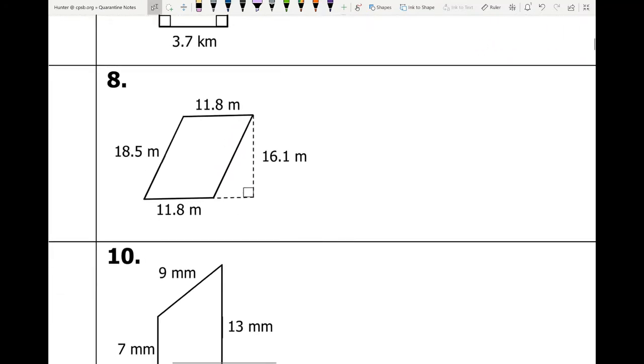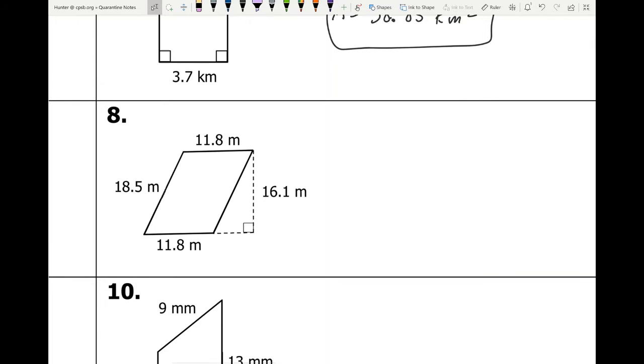All right, this one, what do we have here? What we have is two sides that are congruent. Okay, and they're also parallel. And these are also parallel. This is a parallelogram.